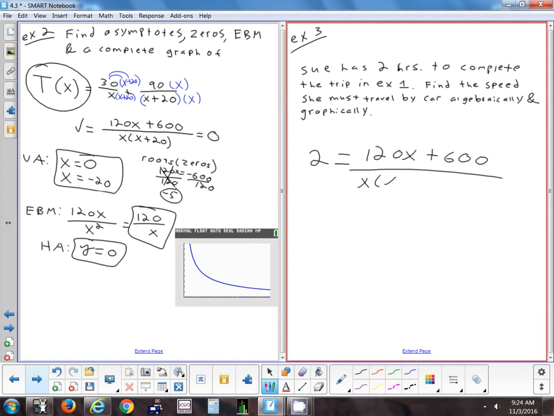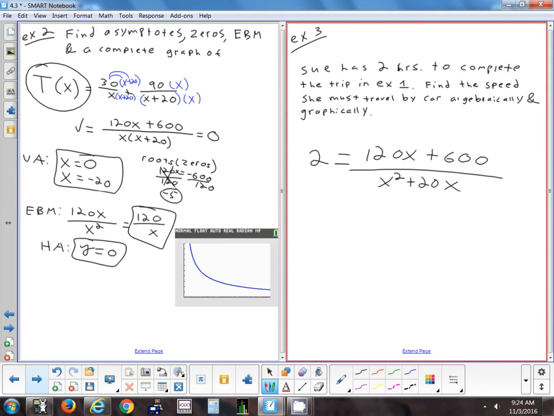And you know what else I'm going to do? I'm going to multiply out what's in the bottom: x squared plus 20x. All right, now my first step to solve that is I want to get the denominator on the other side, so I don't have a fraction.